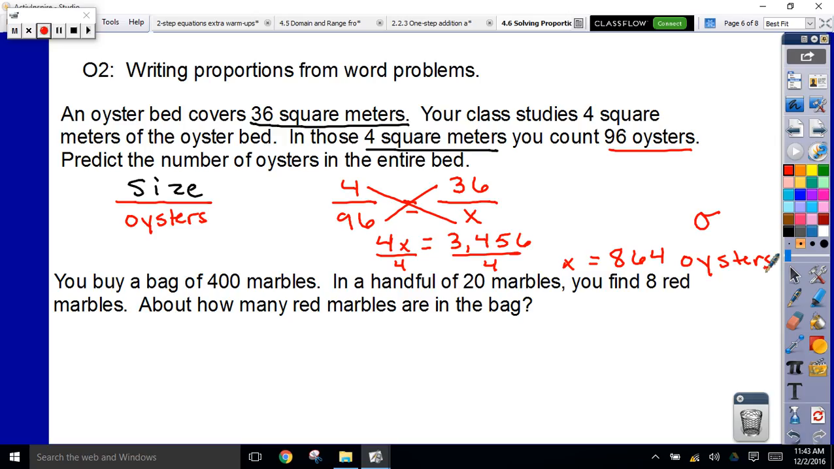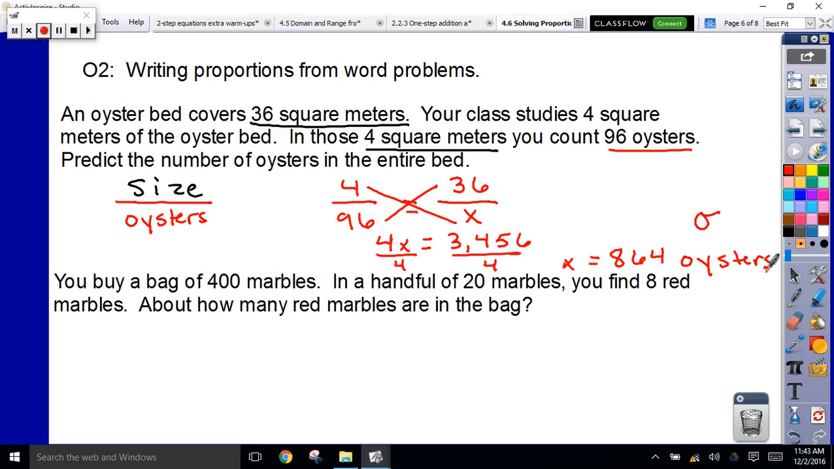Okay, let's look at another example. I do want you to set these up using proportions, so to make sure you know how to do it this way. You buy a bag of 400 marbles. In a handful of 20 marbles, you find 8 red marbles. About how many red marbles are in the bag?